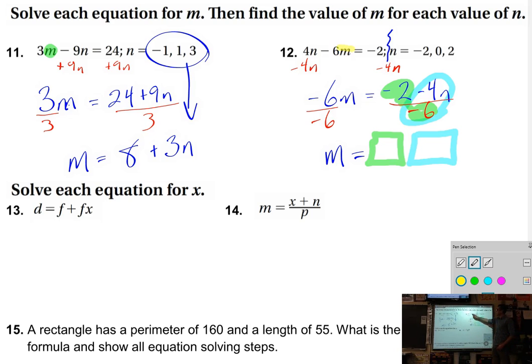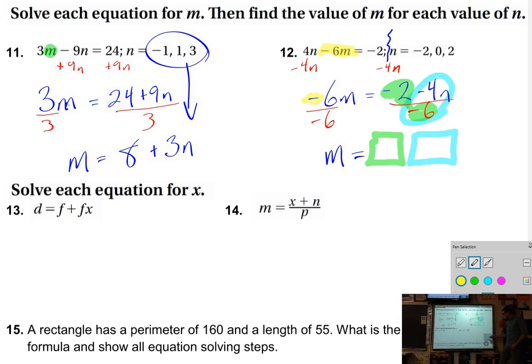One of the most common mistakes that I see people make is they forget to take the negative along with it. That negative is part of the 6m. So really what we're saying is the -6 is attached to the m. So to isolate the m, we got to get rid of the -6. It's multiplied, so we need to divide. When we divide by the negative, we are going to divide by every value on the right-hand side, which means I'm going to first take -2 divided by -6, and then I'm going to take -4 divided by -6.